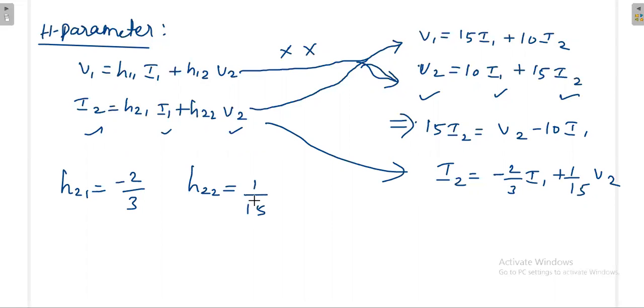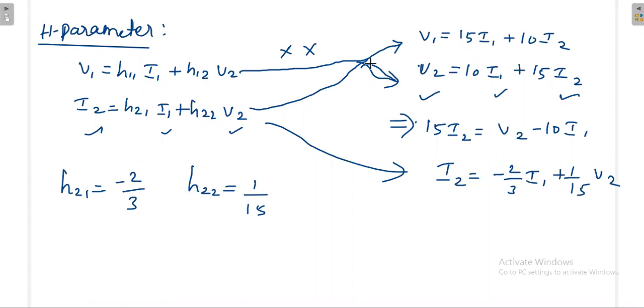Now you can directly calculate those two parameters. Of the four values, two values you can easily find out directly. Then how to find the rest of the values? Now we have to find h11 and h12. That means we need equations in terms of V1, I1 and V2. Now we want to get this equation.